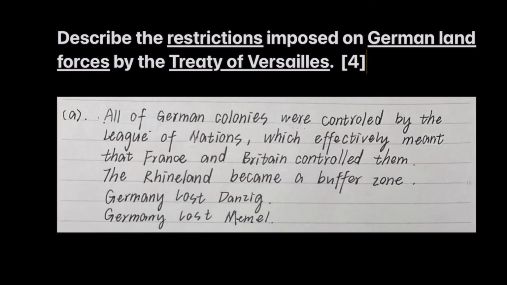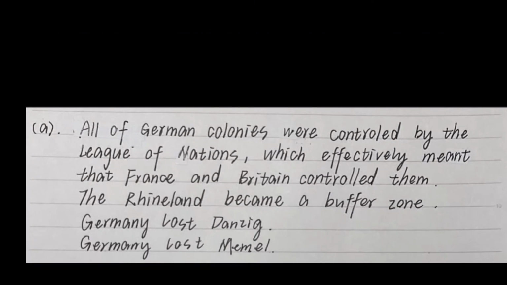All of German colonies were controlled by the League of Nations, which effectively meant that France and Britain controlled them. Is that about land forces? Not quite. German colonies are very far away, not military aspects of the Kaiserreich there. So I'm going to say that first sentence is not really addressing the question the way it needs to be.